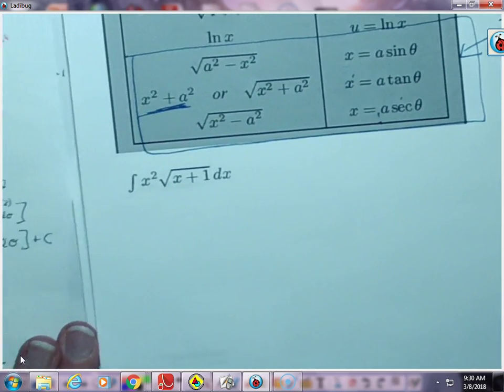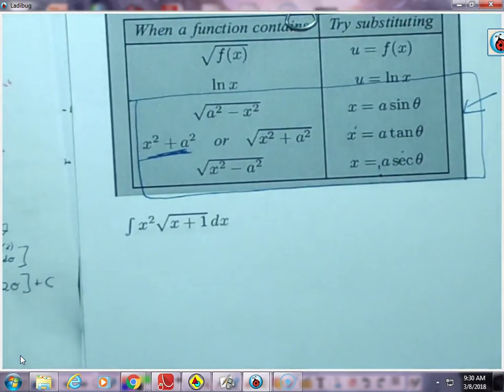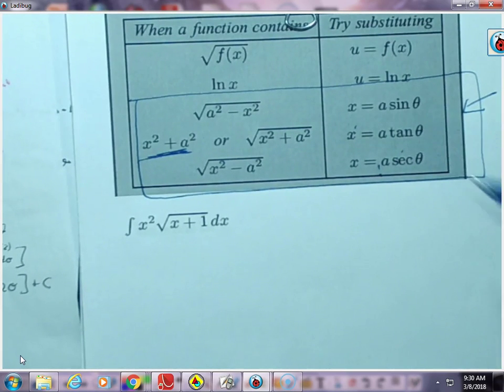All right, so that being said, we're looking at this problem, and this is not a problem where they would give you what the substitution is, but they do give you a substitution for trig ones. So just looking at this, what do you think would be a good idea for a u substitution?